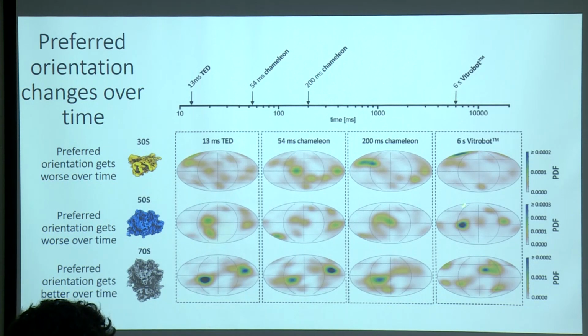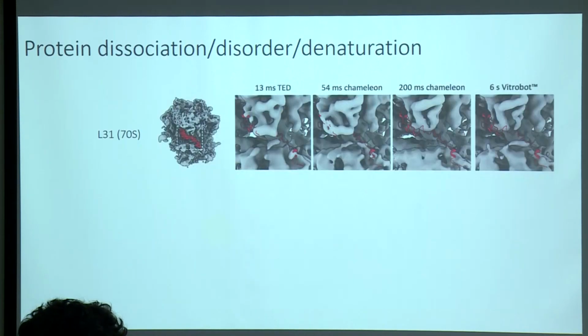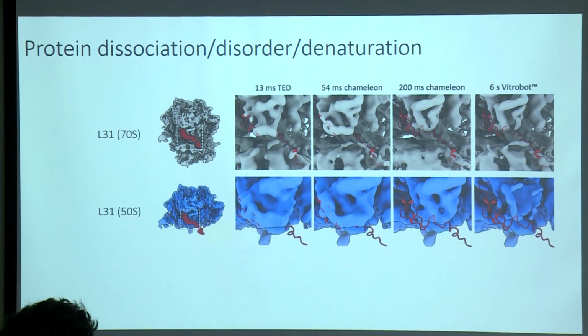So we started to wonder what was actually happening to these molecules over time and whether we could see, for example, local unfolding or disorder starting to come out in our proteins. We did this, again, looking at the ribosome sample. If we look at the L31 subunit on 70S, we see some density for this at 13 milliseconds and 54 milliseconds, but then by 200 milliseconds and 6 seconds, that's really dropping right off.